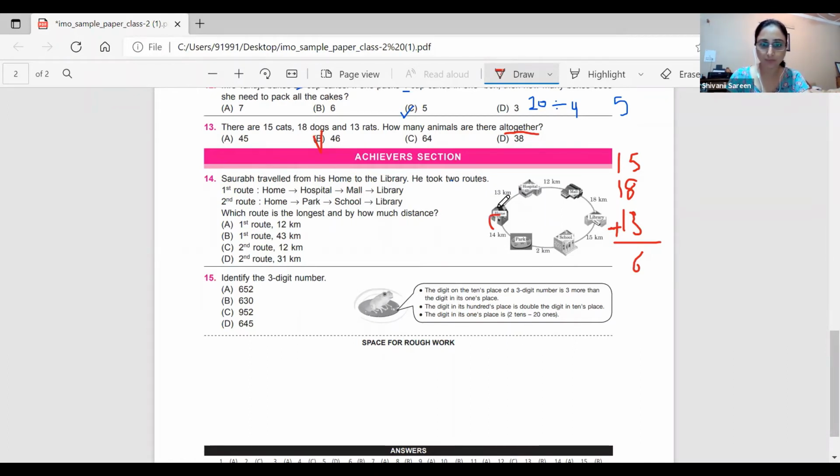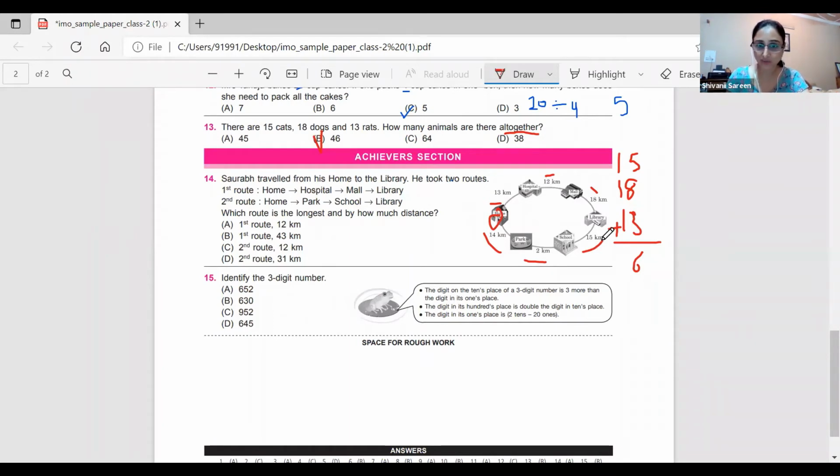Yes, this is home. Home to hospital, 13 kilometer. Hospital to mall, 12 kilometer. Mall to library is 18 kilometer. Second route: home to park, 14 kilometer. Park to school, 2 kilometer. School to library, 15 kilometer.